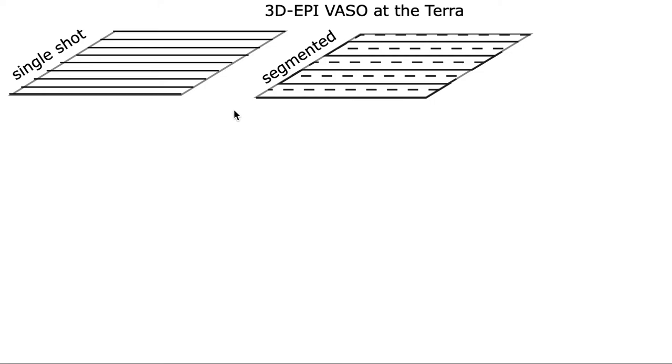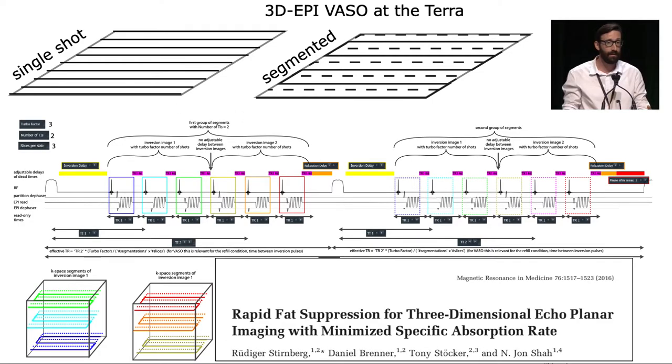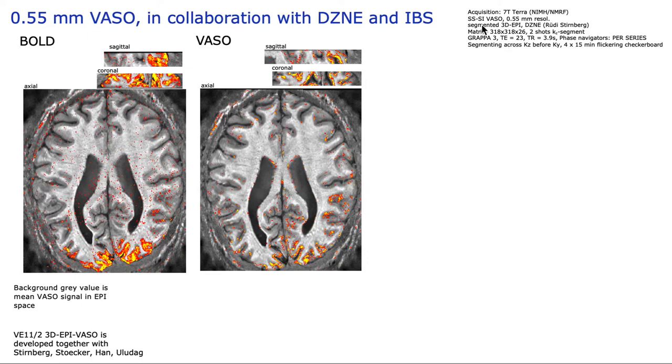And this is something where we collaborate with the Bonn group, specifically Rüdi Stirnberg, who have a 3D EPI sequence that allows us to segment within and across partitions. And we use that sequence to segment across different VASO TRs after the inversion pulses, which then allows us to choose matrix sizes as large as we want with the same sampling rate that comes in.